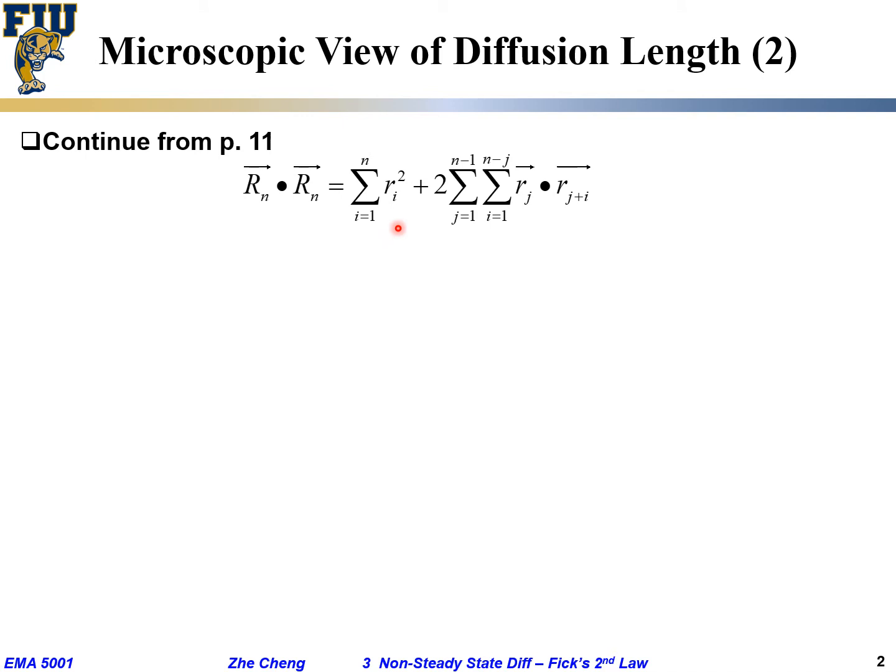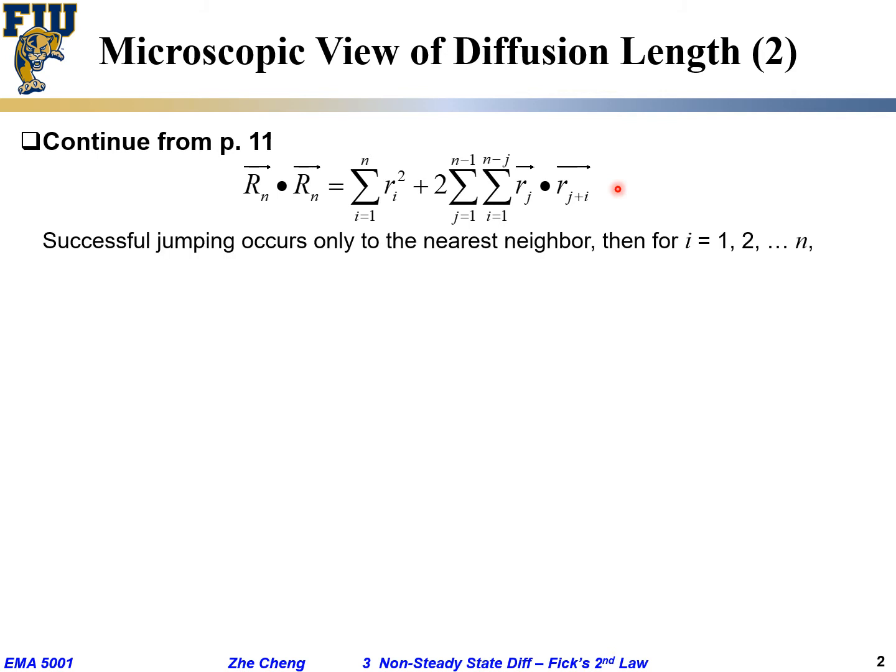Again, this is what we have from the previous slide. Rn times Rn, that's our net total displacement after n jumps. And we did the dot product of the vector with itself, which equals the square term, now changed from the vector dot product to just the scalar square, plus this cross term: the cross term between the number j jump and the number j plus i jump, the two-vector dot product.